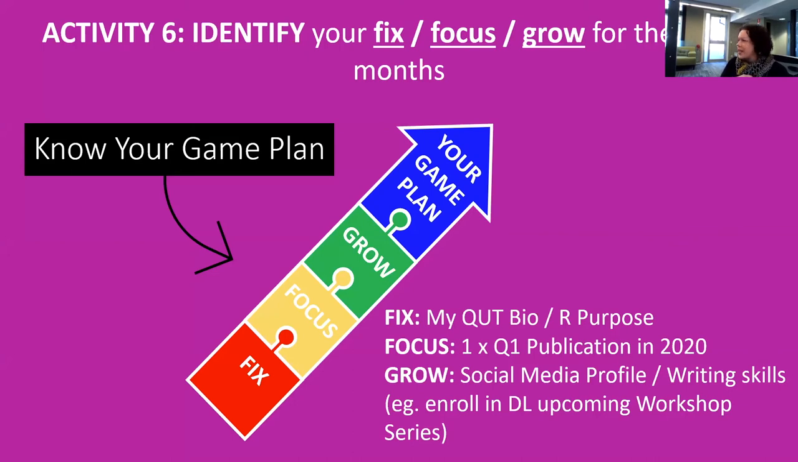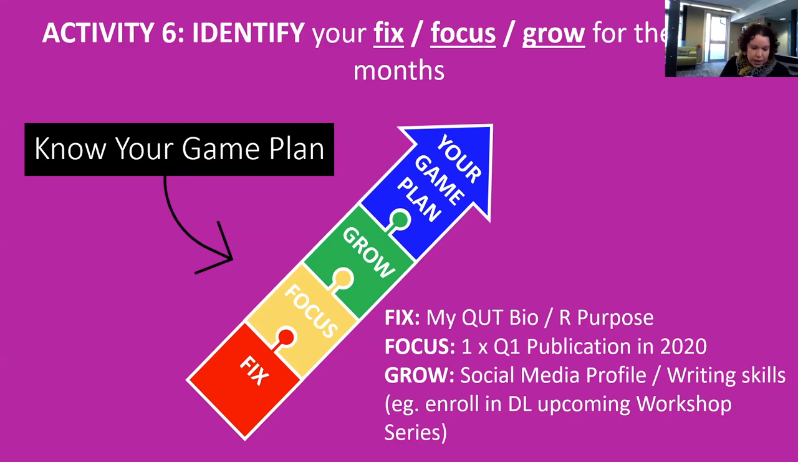So you need to think about, what do I want to fix? What do I want to focus on? And what do I want to grow in the next six months? So we're in the middle of June now, and the end of June, start of July is next week. So let's figure out what I want to fix, and you figure out some priorities and write them down.